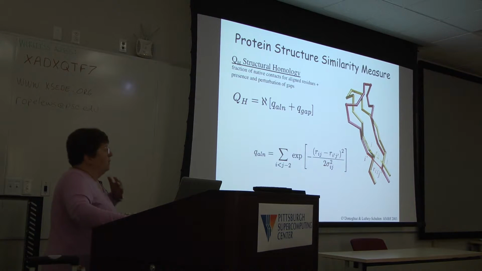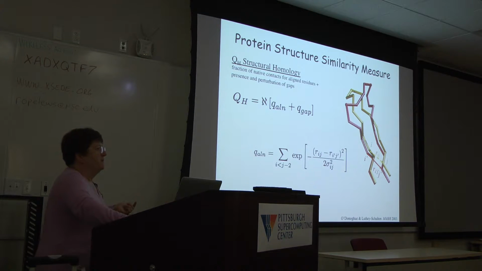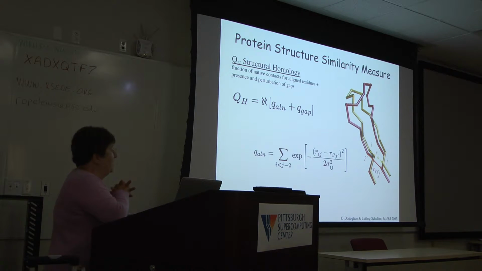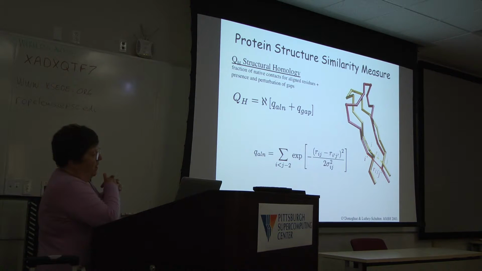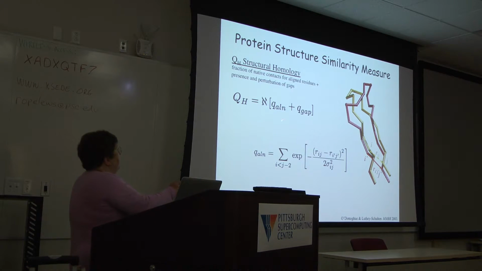All right, now to compare the structures in VMD you have a couple different metrics. You can certainly use RMSD, but then you have to have the same number of atoms, so you have to pick exactly the same number of points. Or, as I said, there's this other algorithm that we use. It's called the QH measure, and it gives you a score first for the aligned parts, and then how far apart are the gaps.